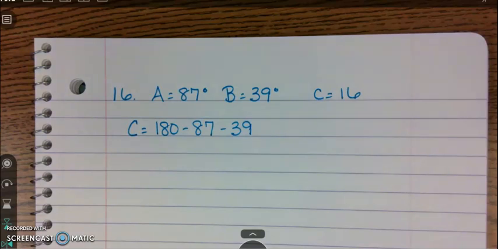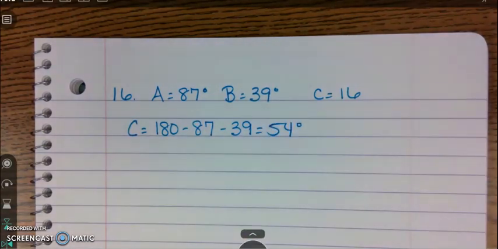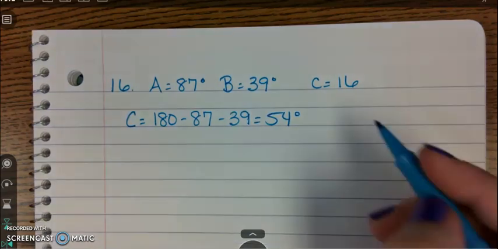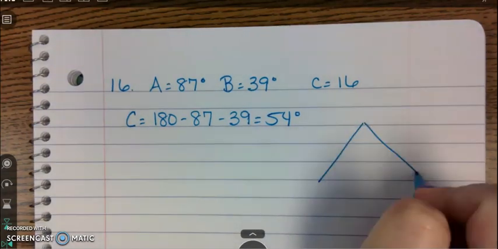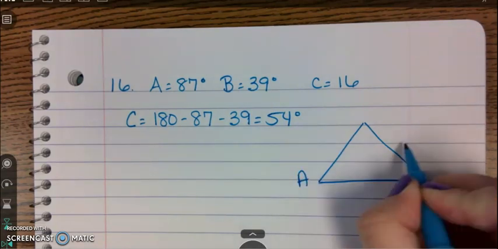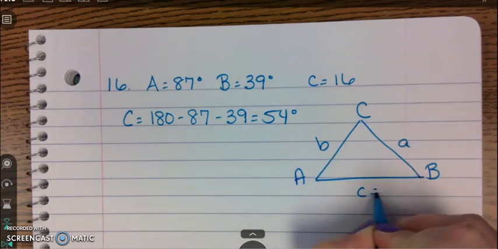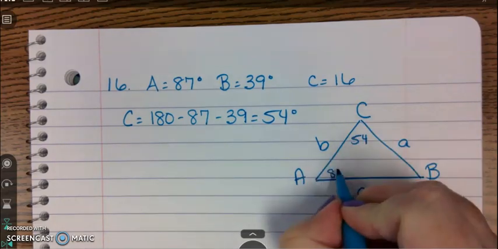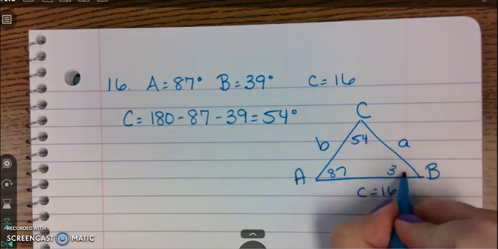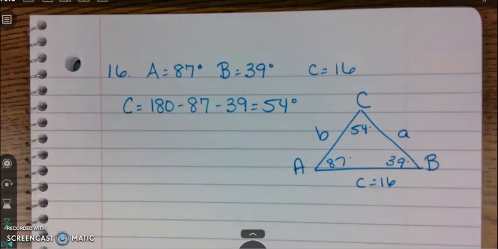Okay, let me grab my calculator. 180 minus 87 minus 39, and that's 54. Okay. The question is, do you know all of a letter? Let's go ahead and label A, B, and C. So when in doubt, always make a picture. Okay. So the question is, do I know all of the letter? And the answer is yes, I know all of C.